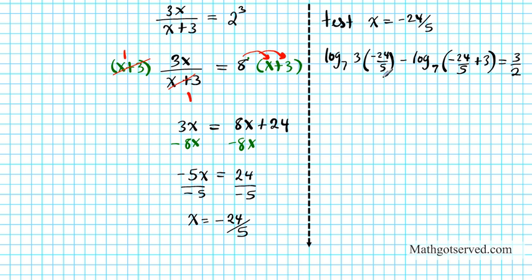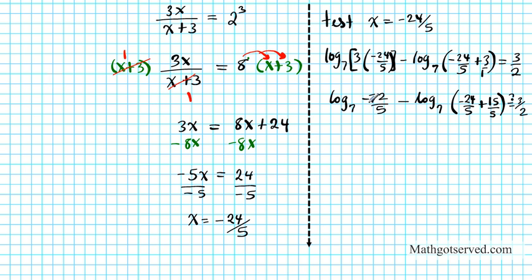Just looking at this terminology right here, what we'll do is multiply these two together. So we're going to have log base 7 of negative 72 over 5, minus log base 7 of, if I write negative 24, we can just leave it alone as negative 24 over 5. And then write this 5 as a fraction with a denominator of 5, so put it over 1, and then we'll have 15 over 5. Okay, is it equal to 3 over 2?